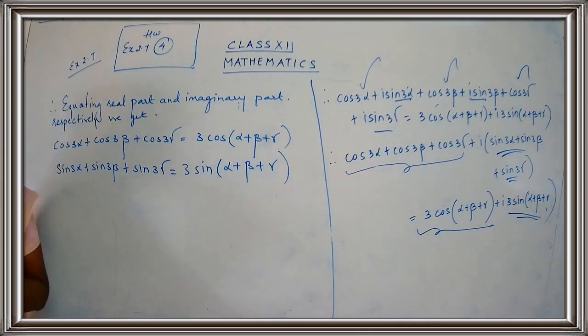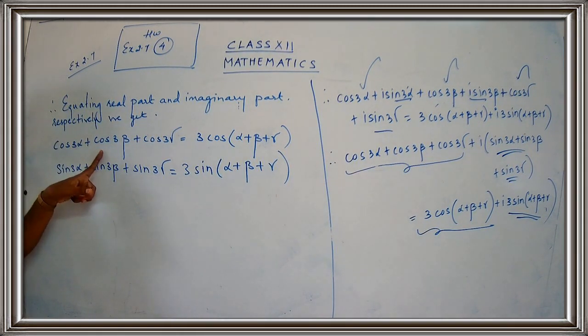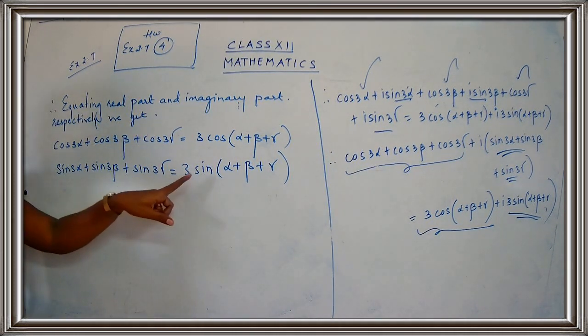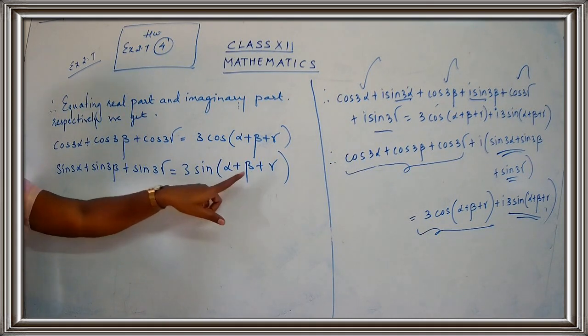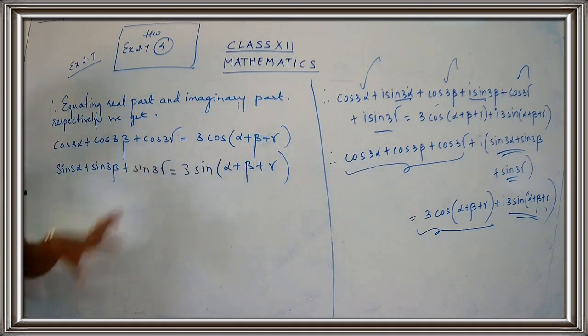Yes, children? So we have proved the solution. What was the proof part? We have to show cos 3 alpha plus cos 3 beta plus cos 3 gamma is equal to 3 cos alpha plus beta plus gamma, and sin 3 alpha plus sin 3 beta plus sin 3 gamma is equal to 3 sin alpha plus beta plus gamma. So this is what we have to show.